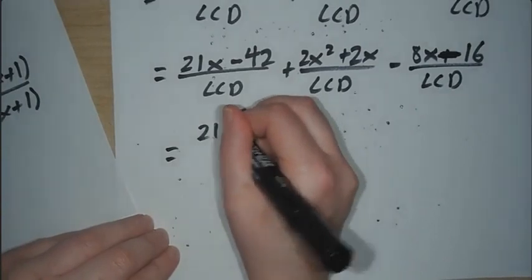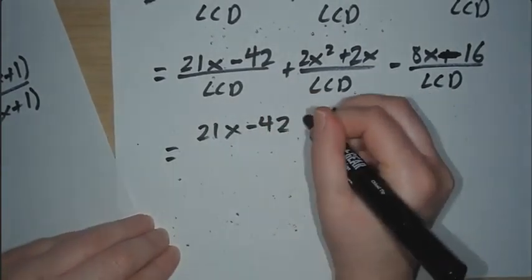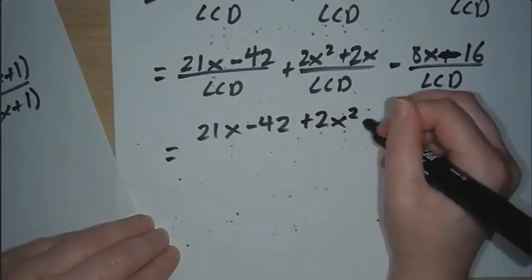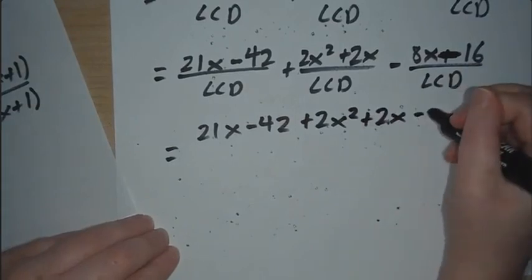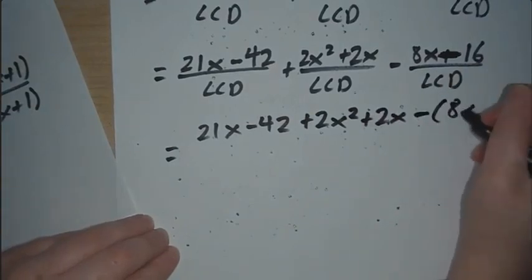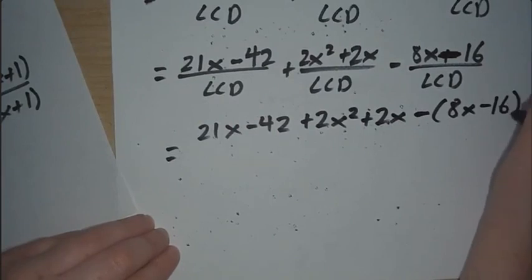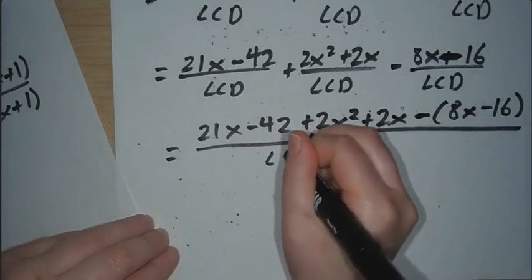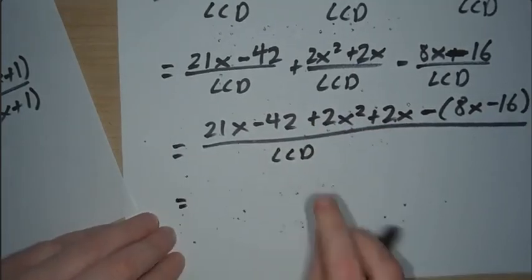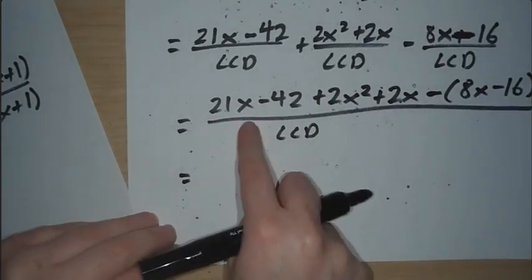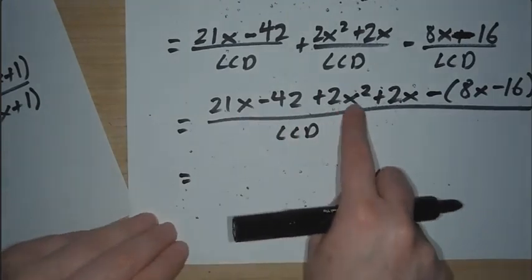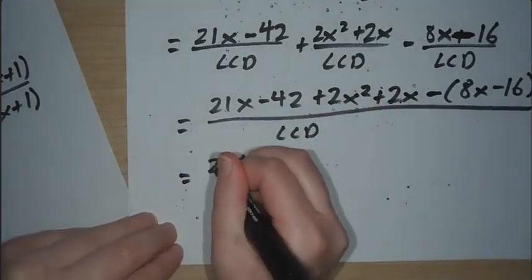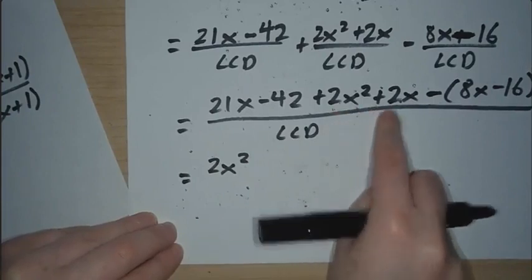So we have 21x minus 42 plus 2x squared plus 2x minus 8x minus 16 all over our LCD. And simplifying the numerator again, we're going to put this 2x squared at the top because there's nothing similar to it.